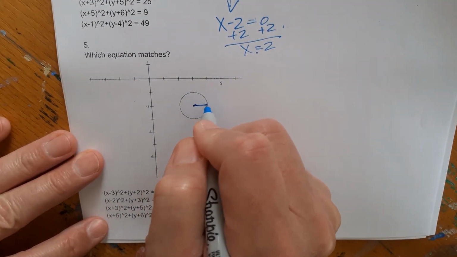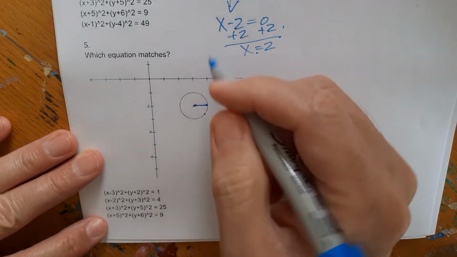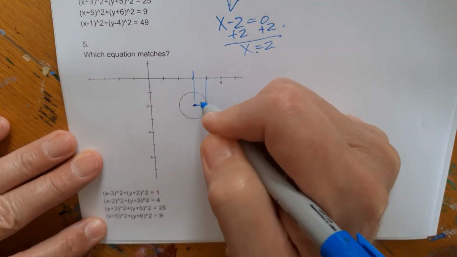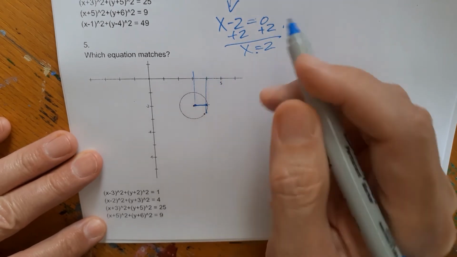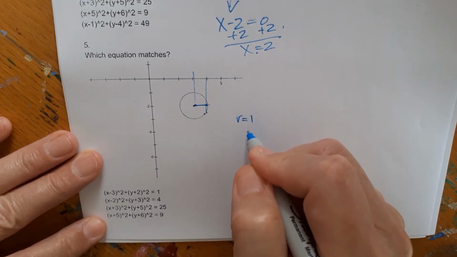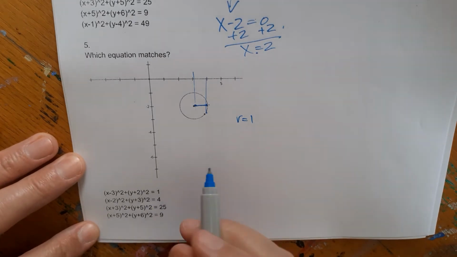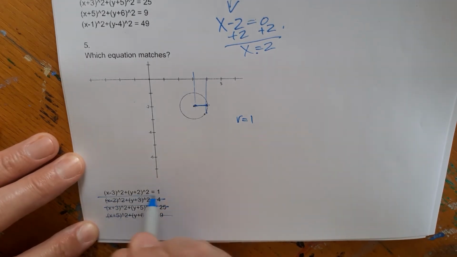We know the equation of a circle ends in r squared. The radius of this thing from center to side looks like it is 1, 2, 3, 4, 5. I'm checking the scale. It's 1. So if r equals 1, 1 squared is 1. So even if I look at my answer choices, I already know what the answer is.